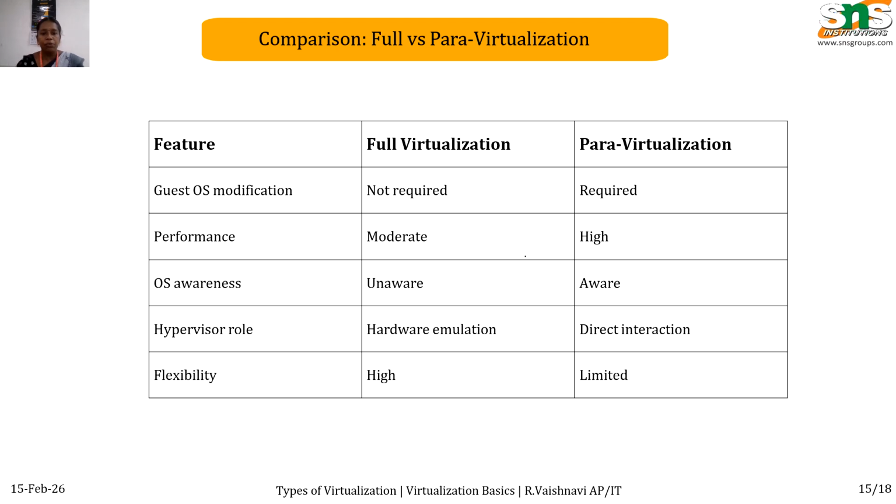So comparison between the full versus the para virtualization. The feature guest OS modification: in full virtualization, it is not required, but in para virtualization, it is required. Performance will be moderate in full virtualization. In para virtualization, it will be very high. And the OS awareness: it is unaware in the full virtualization and it is aware in the para virtualization. Hypervisor role: hardware emulation in the full virtualization and the direct interaction in the para virtualization. And then flexibility will be high in full virtualization. In para virtualization, it is limited.